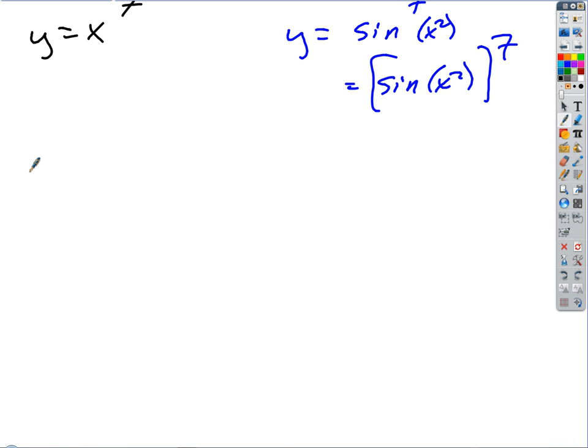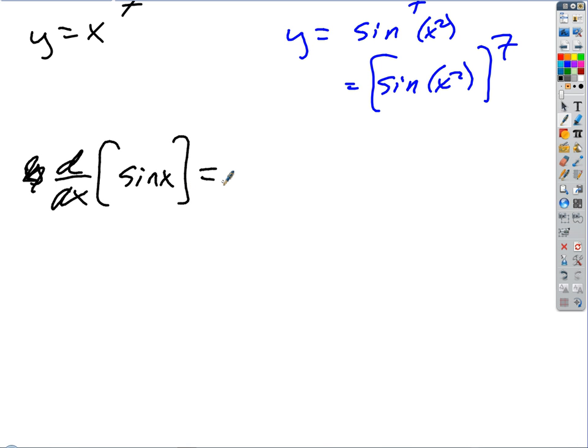Say we take the derivative with respect to x of sine x, which is cosine x. We don't want to write it that way anymore. We want to write it in terms of u's. So how would we write that? The derivative with respect to x of sine u, I guess, right?